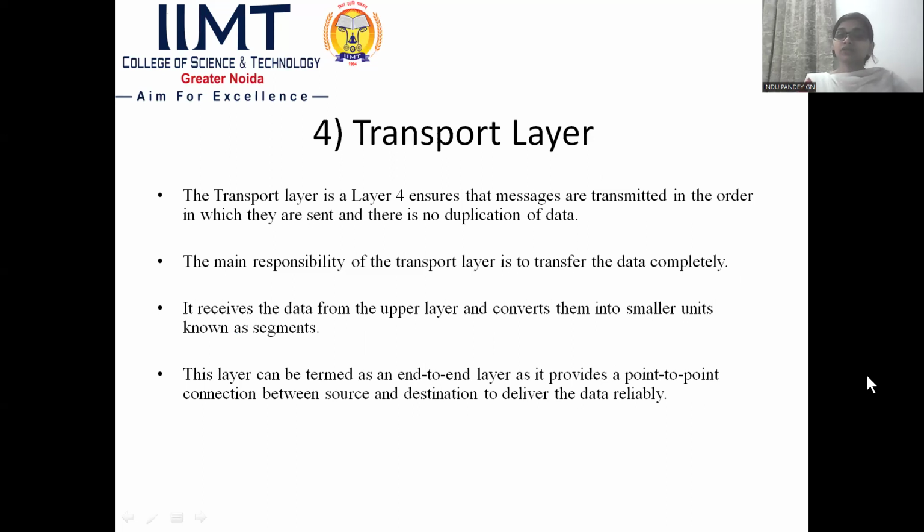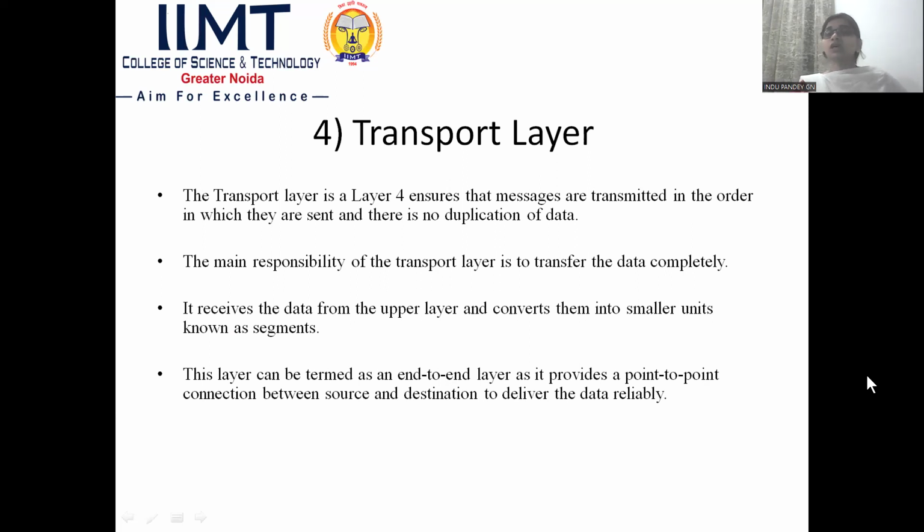Next important layer is transport layer. The transport layer is layer 4 that ensures messages are transmitted in the order in which they are sent. There is no duplication of data. The main responsibility of transport layer is to transfer the data completely. It receives the data from the upper layer and converts it into smaller units known as segments. This layer can be termed as end-to-end layer as it provides point-to-point connection from source to destination to deliver the data reliably.